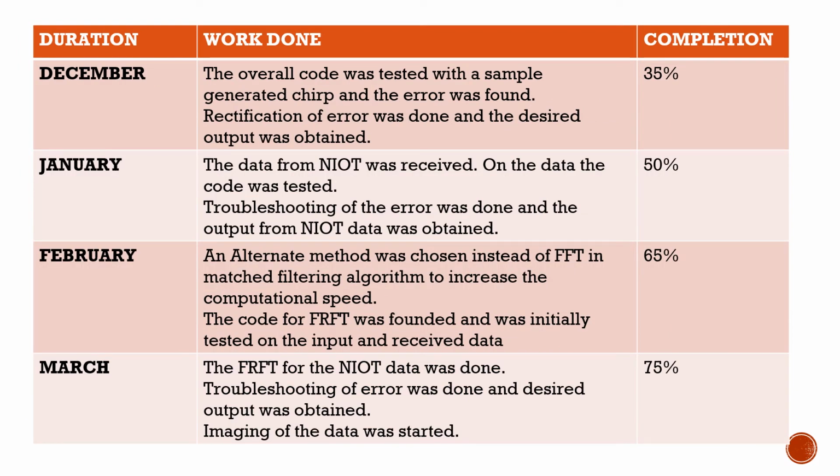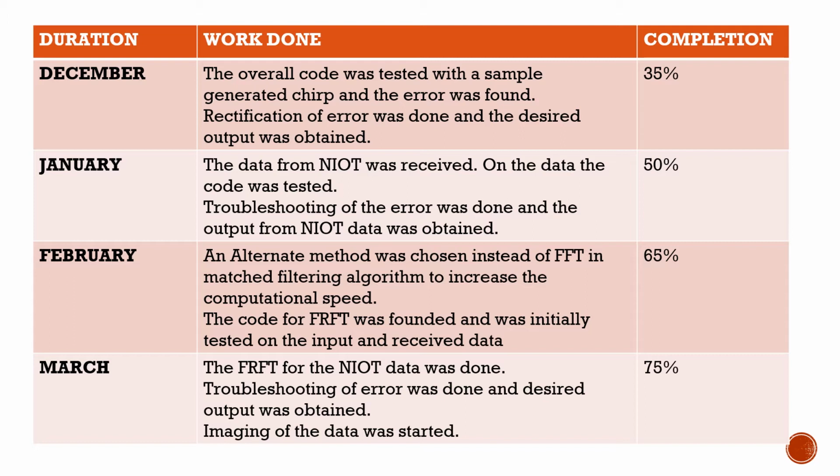In December, we developed a code with the help of generated chirp signal. This code was tested and alterations were made until the desired output was obtained. In January, we received the NIOT data. This data was tested in the above code. Troubleshooting of the error was done by different group members until the final required output was obtained.